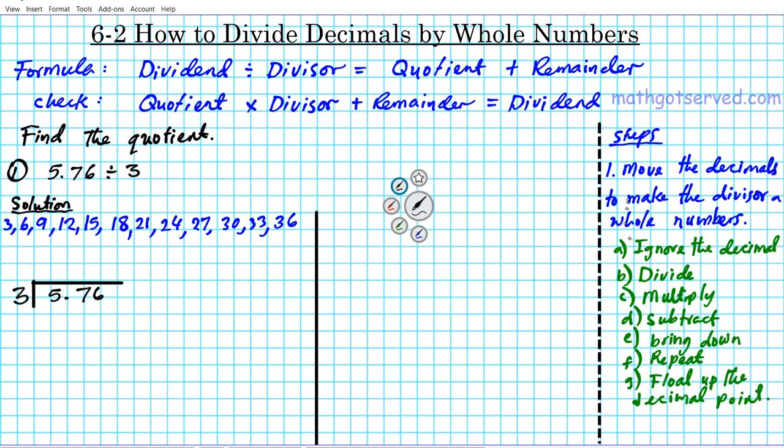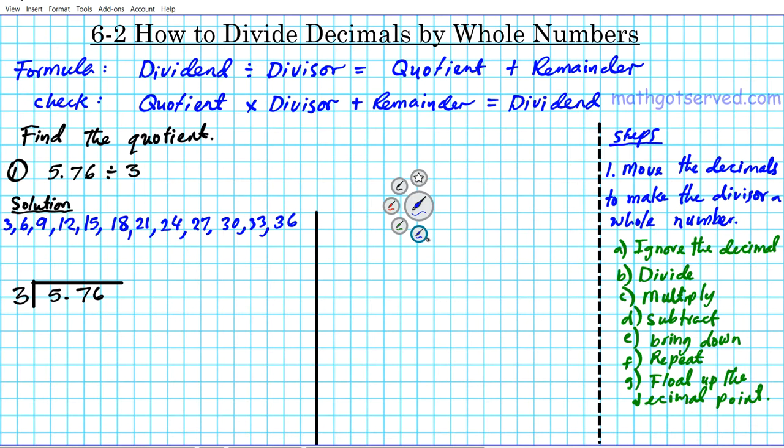Okay, so step 1 says move the decimal points to make the divisor a whole number. In this particular case, the divisor is already a whole number. If the divisor had a decimal point associated with it, we're going to move the decimal point of both divisor and dividend until our divisor is a whole number. So it's already a whole number. Nice. So move on. Ignore the decimal point for now. We're just going to divide like regular, and then we'll deal with it when we get to it.